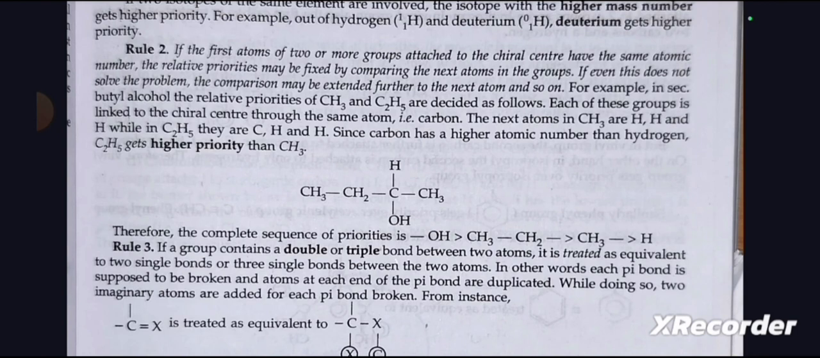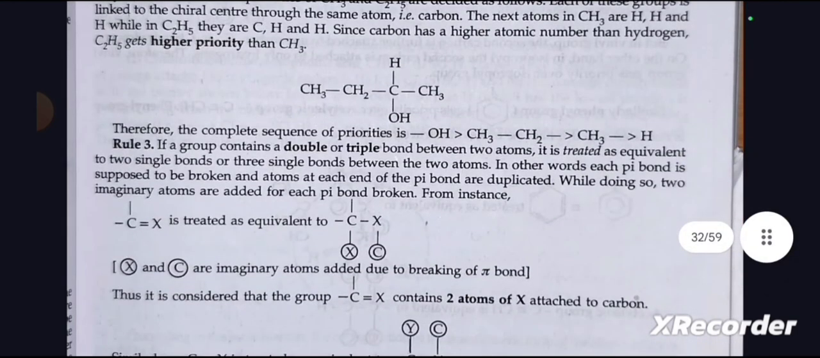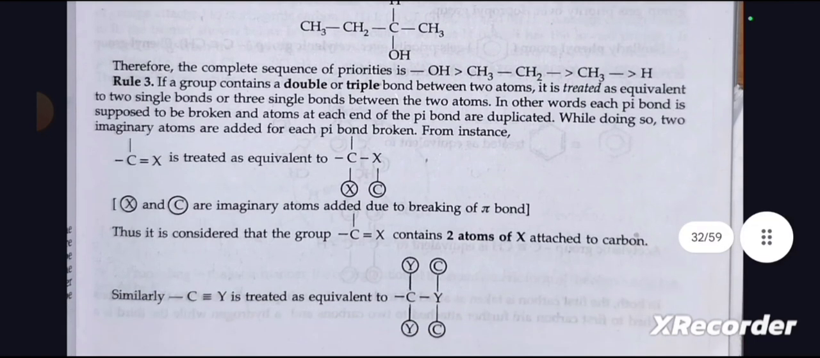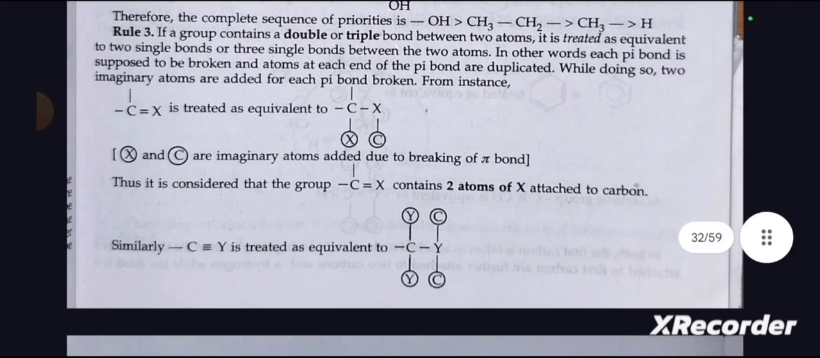Each of these groups is linked to the chiral center through the same atom, that is carbon. The next atoms in CH3 are H, H, H, while in C2H5 they are C, H and H. Since carbon has a higher atomic number than hydrogen, C2H5 gets higher priority than CH3. Therefore, the complete sequence of priorities is OH, then CH3CH2, then CH3, then H.